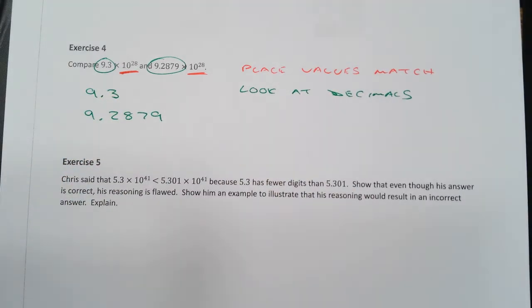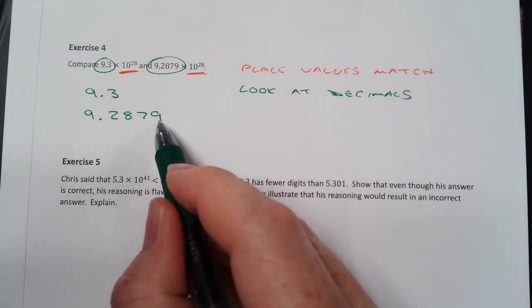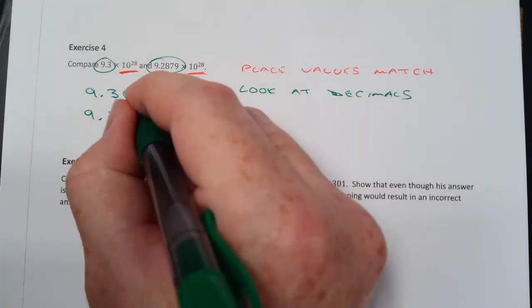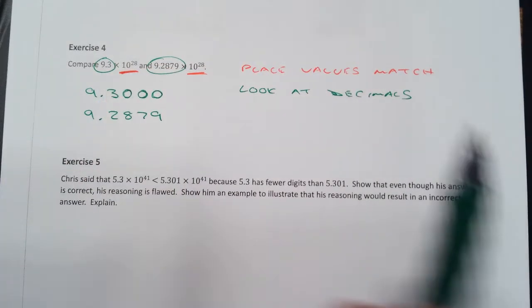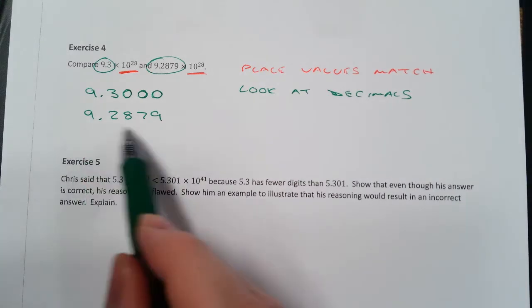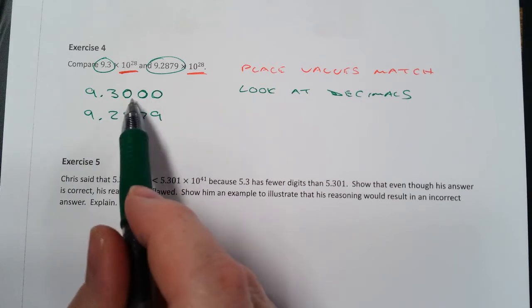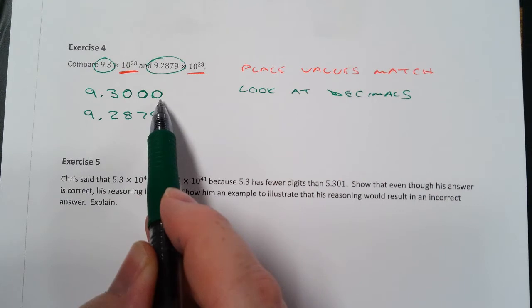9.2879. Now, some people will say, and it's okay, but it's time to fix this misconception, this is bigger because there's more numbers. Is it really, though? Because can't I just add zeros behind the decimal? Now they have the same number of digits. 5 digits, 5 digits. Did I change anything? No, I just put zeros. Zeros don't change anything. Not when they're behind the decimal like this.